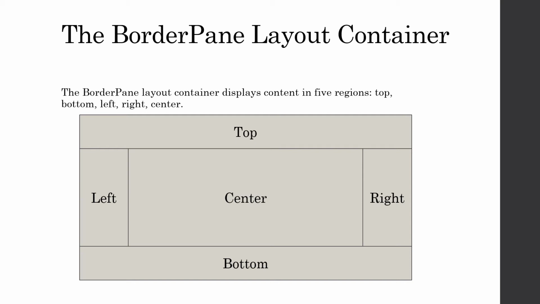Alright, so in this video we're going to take a look at the BorderPane layout container. This container is going to be used to display content in 5 distinct regions. So we're going to have a top, a bottom, a left, a right, and then a center.